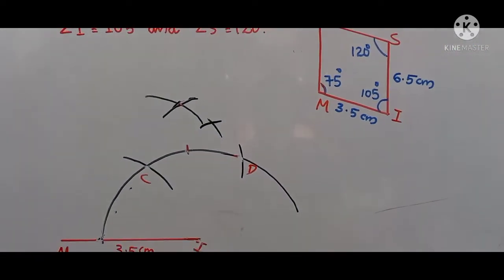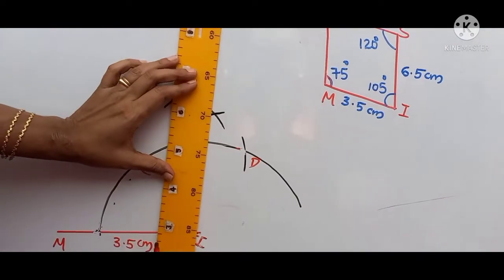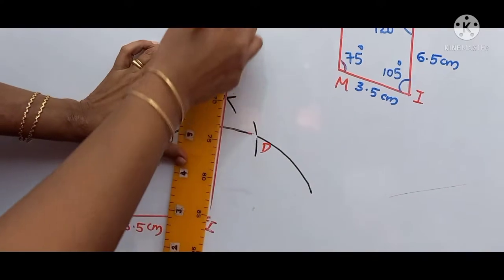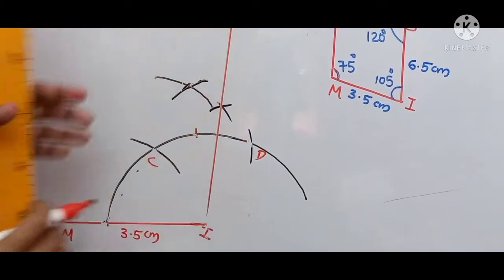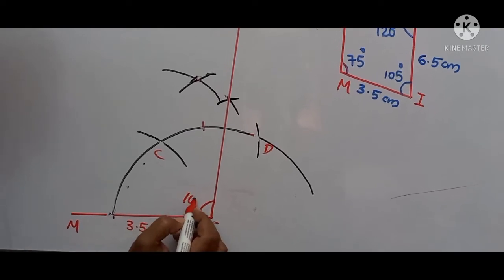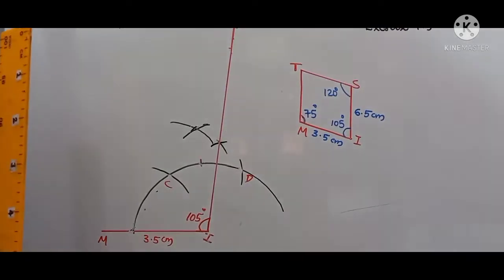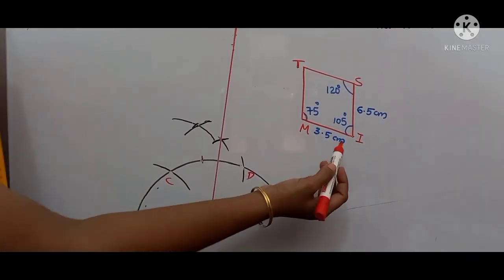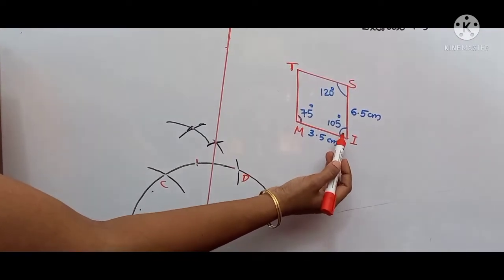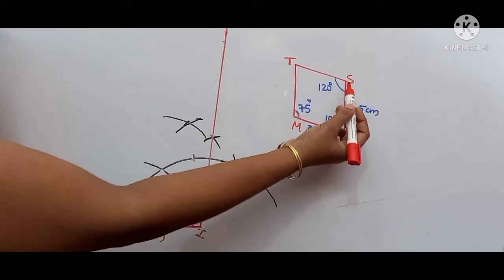Now we have got the point of intersection. Just join it with I. This point and I, we have to join. And we know this angle is exactly 105 degree. Then children, MI and here at I, the 105 degree we have also drawn. Angle I is equal to 105 degree. Here it is completed.